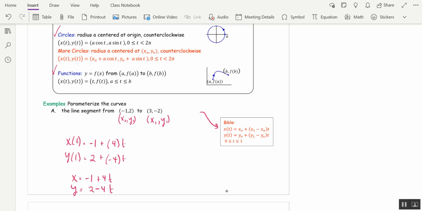And then it's important, if you only want the line segment from one point to the next point, you want to restrict t to go from 0 to 1. If you don't, you'll get the whole line. We just want the segment. So that's just plug and play.